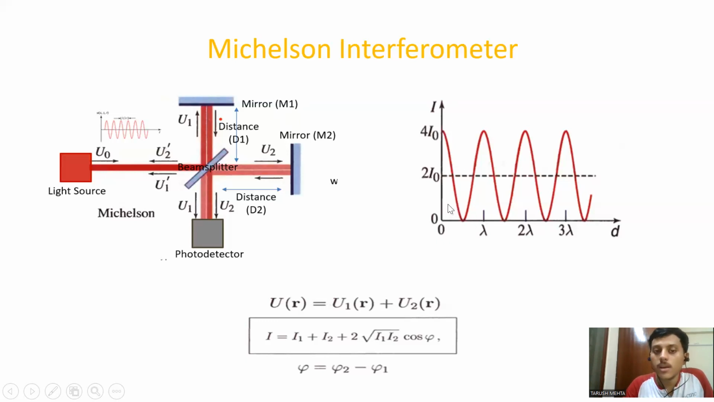So we get the graph of intensity versus the moved distance D of the mirror M1, as shown here. The intensity oscillates between maximum and minimum value. By measuring the intensity at any point of D, we can basically measure how much phase change has taken place, and by measuring that phase change, we can also measure the displacement D of the mirror from its initial position. So this is all we need to know about the Michelson interferometer.